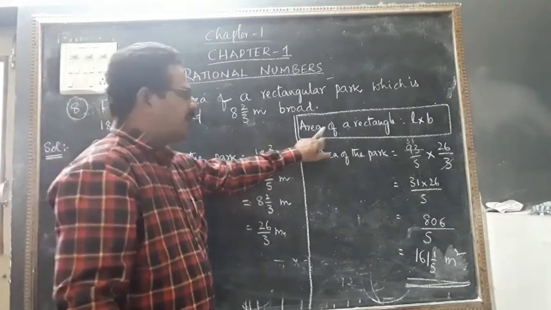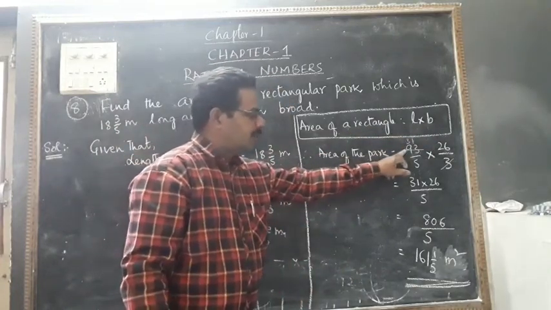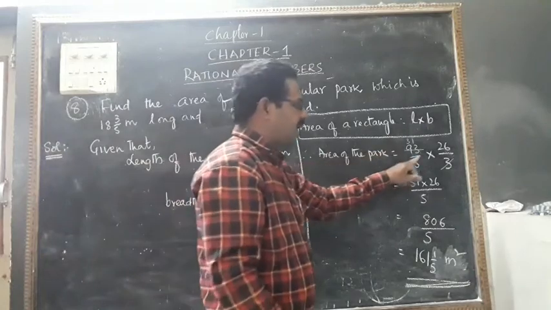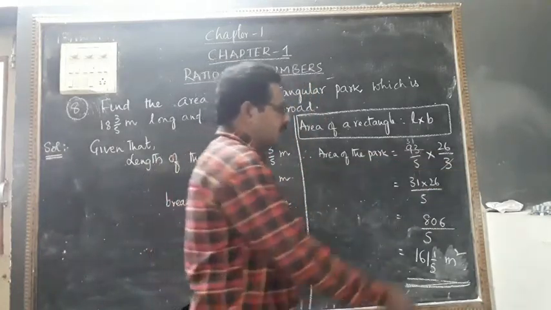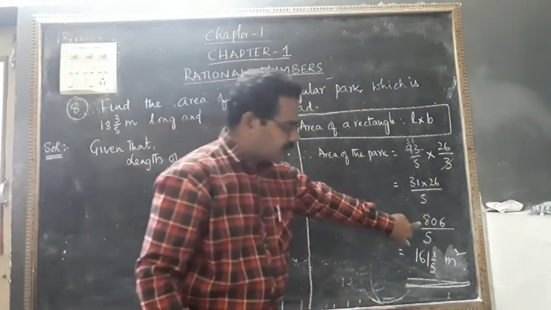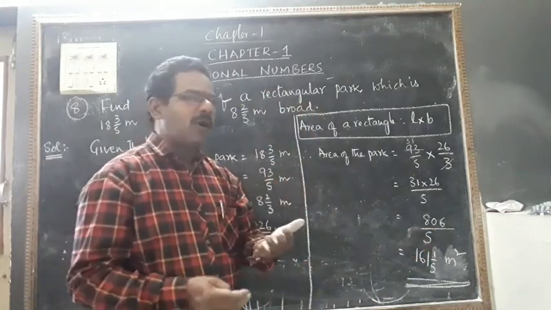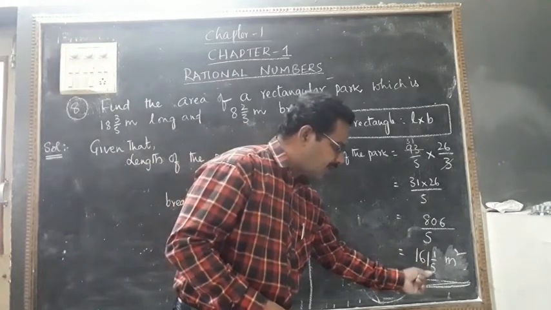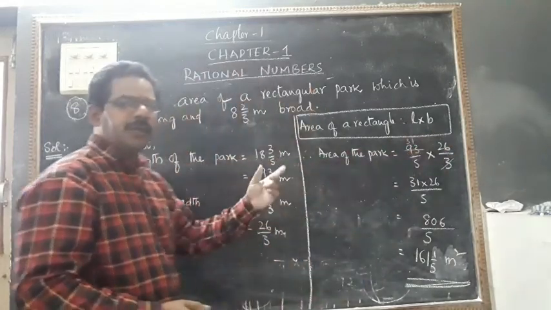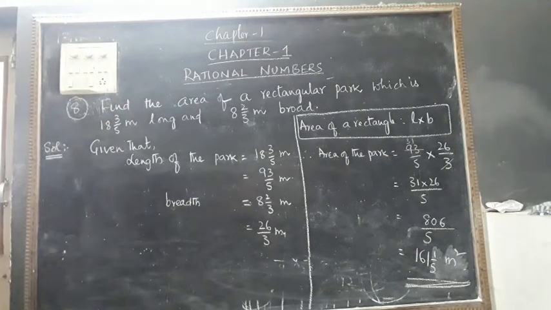Now we have a formula. Area of a rectangle is equal to L into B. Area of the rectangular park is equal to 93 by 5 into 26 by 3. So we can cancel: 3 1s are 3, 3 31s are 93, so 31 into 26 by 5 1s are 5. This is equal to 806 by 5. If you convert it into a mixed fraction, 161 and 1 by 5 meter square. Why? Because we are multiplying meter into meter, the unit becomes meter square. Okay, please pause the video and note down.